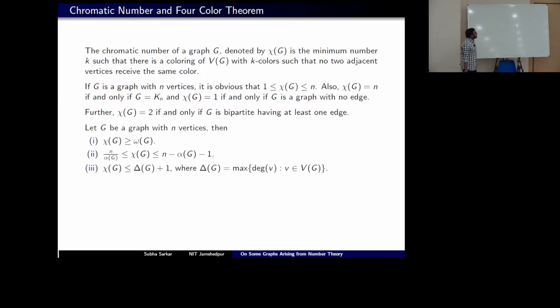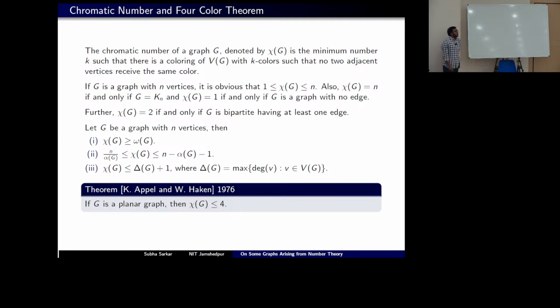And also we have some upper bounds and lower bounds using the clique number and the independence number, which I have defined earlier. And also we have the upper bound chi of G is less than or equal to capital delta G plus 1, where delta is the maximum degree over all the vertices. Now all those bounds are not very good bounds. They are trivial bounds, but till now I think there is no such good bound for the chromatic number. Now this is the famous 4-color theorem, which was proved by Appel and Haken: if G is a planar graph, then chi of G must be less than or equal to 4.